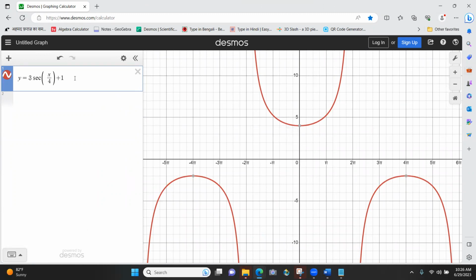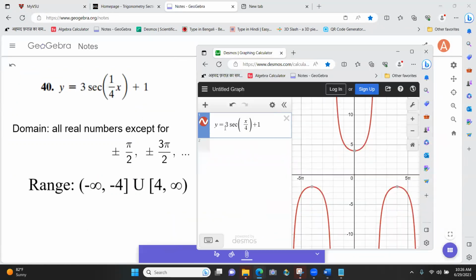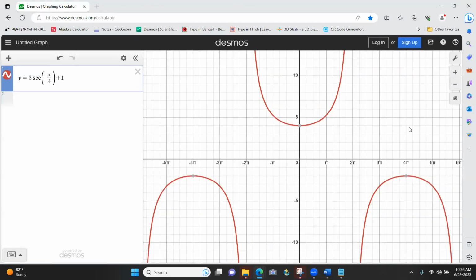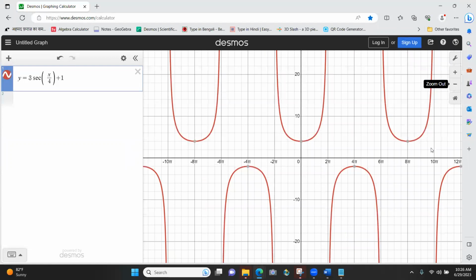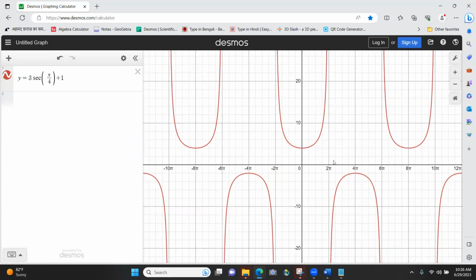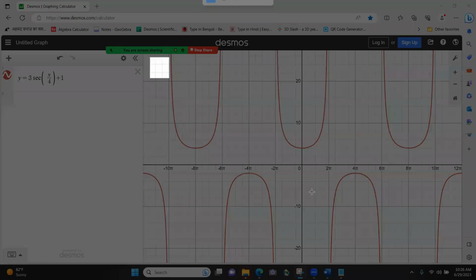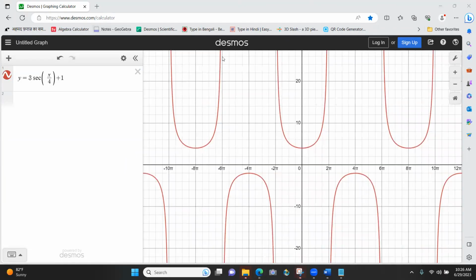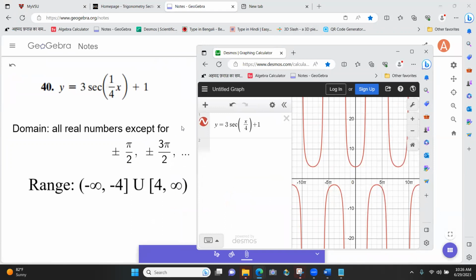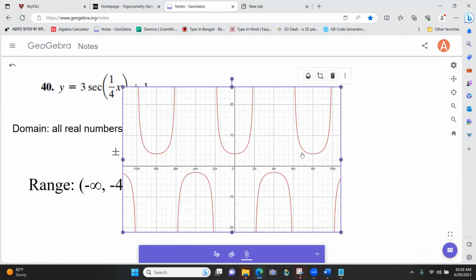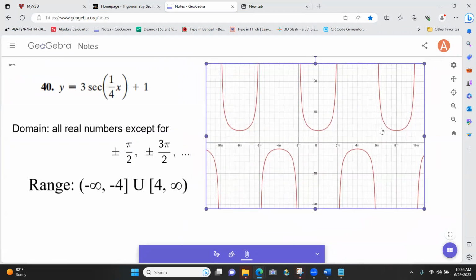Let me give me 1 second. Let me double check. I didn't enter it wrong. Secant x over 4 plus 1. This is the right graph. Let me grab the picture. I may have to come back and forth, but I do want to keep a good version of the picture on the other page before I can find the domain and the range. I'm going to take this. I'm going to put it here. All right. So the range, I'm going to come back in a second.